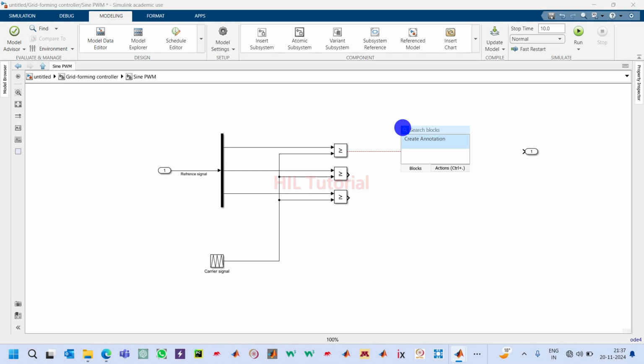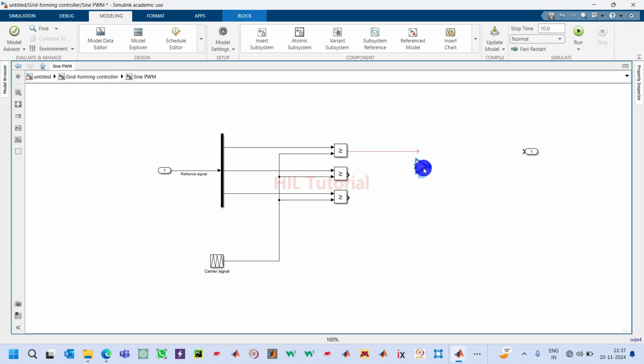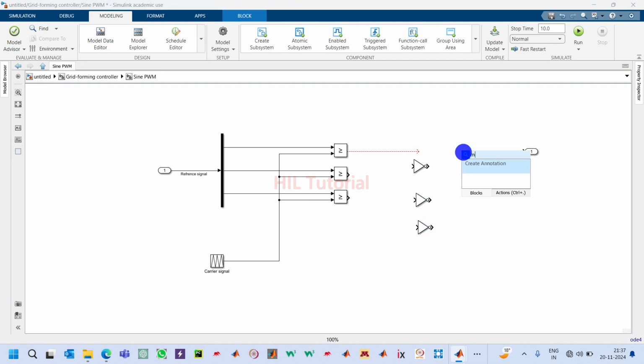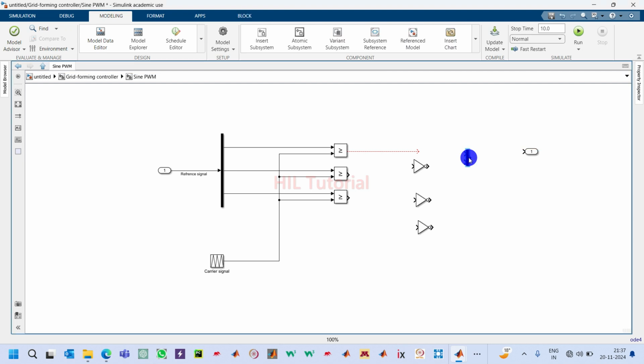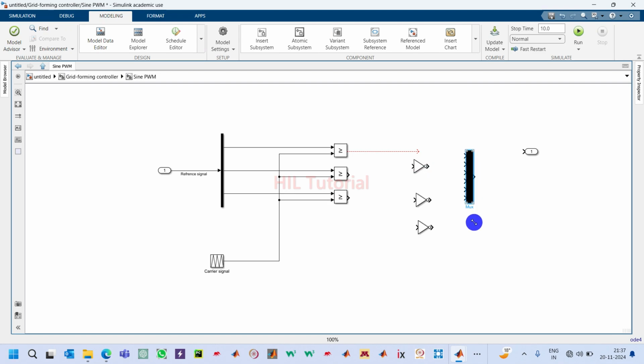So how can we make it? By using a NOT gate. Search for a NOT gate and make it like this. Copy and paste 2 more times. Now take one mux, because our inverter will take 6 pulses together, so we have to mux them. So this is the first pulse. It will go to leg 1, switch 1, and this will go to leg 2, switch 2.